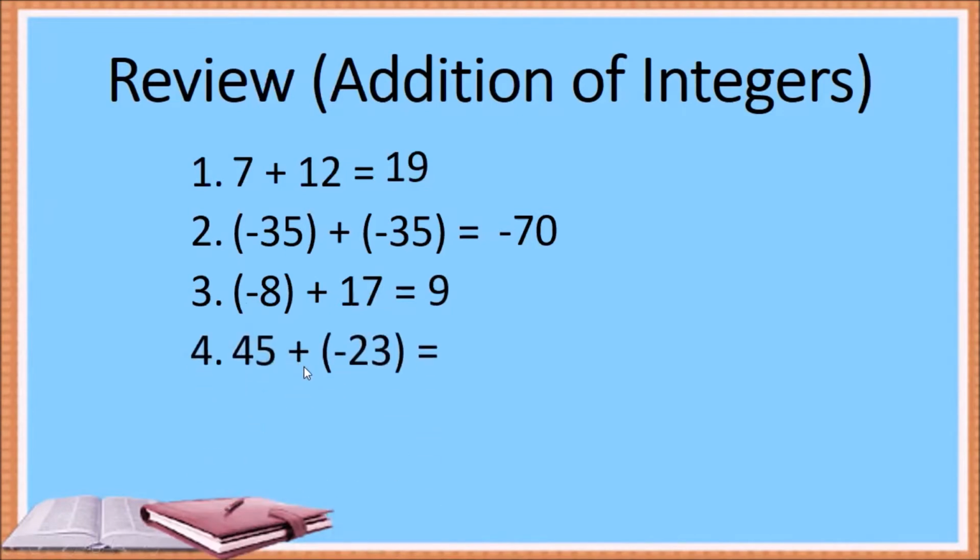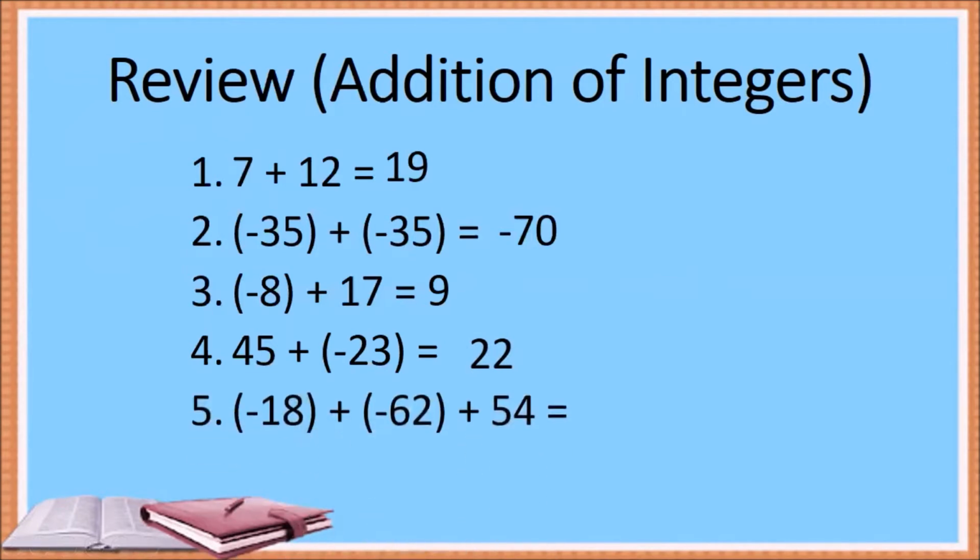Next, 45 plus negative 23. The signs are not the same. So subtract 45 minus 23, we get 22. And the sign of 45 is positive. So the final sum of 45 plus negative 23 is equal to positive 22.